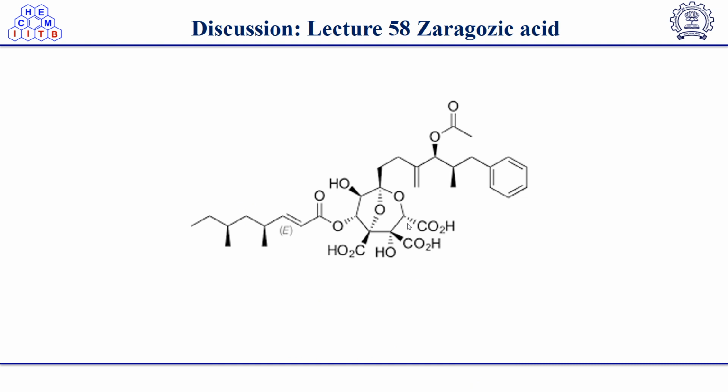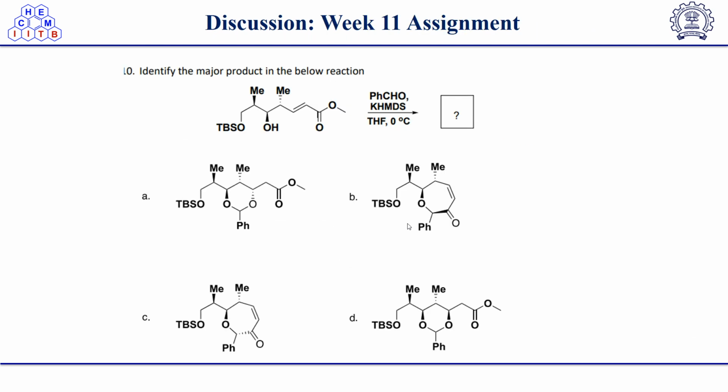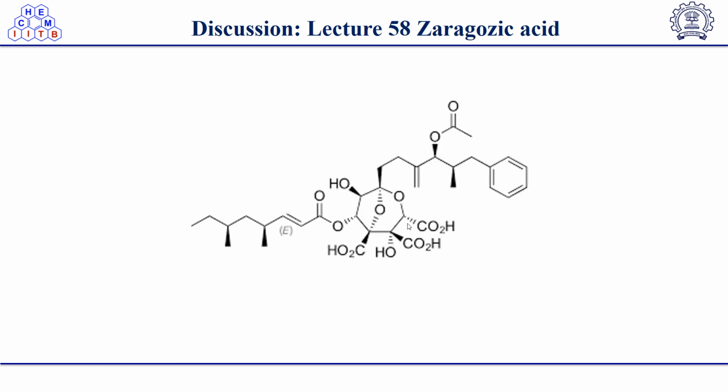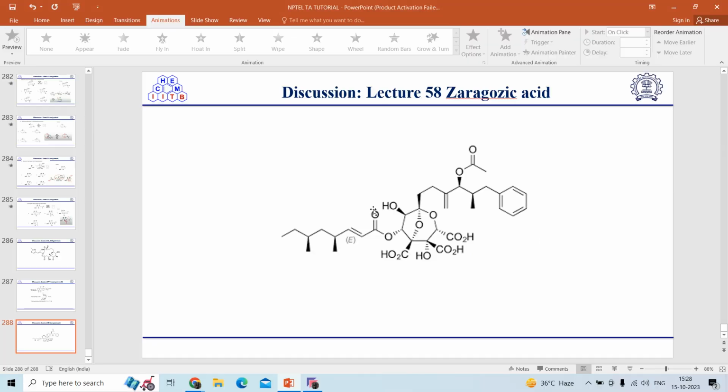So that was the discussion of this week 12 lecture contents. That is, first was about epothilone, then vinomycin B2, and then saragossic acid. I hope all the lectures and the reactions which we came across are clear. I will give you some time to go through this lecture content, then we will start the discussion on the week 11 assignment.